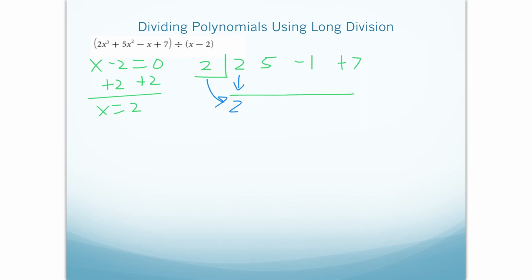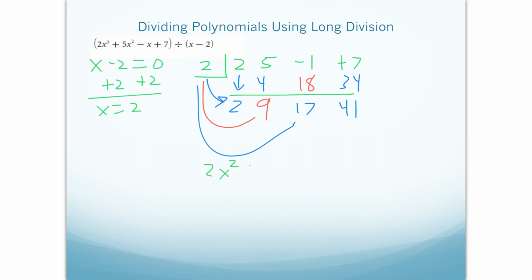2 times 2 is 4. 5 plus 4 is 9. 2 times 9 is 18. 18 minus 1 is 17. 2 times 17 is 34. 34 plus 7 is 41. So our final answer here is 2x squared plus 9x plus 17 plus the remainder, which is 41, divided by the original factor, x minus 2.